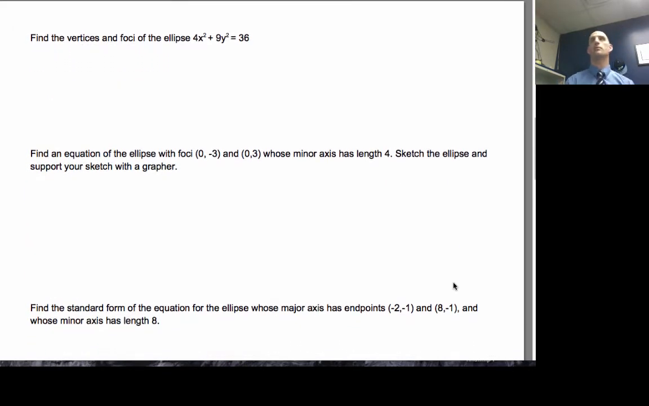Let's work a couple of problems. You've got to be able to use these pieces effectively. It can help to draw a picture. Make sure your equation is set, and maybe draw a picture if you're having trouble visualizing where these distances are. So it wants to find the vertices and the foci of the ellipse 4x squared plus 9y squared equals 36.